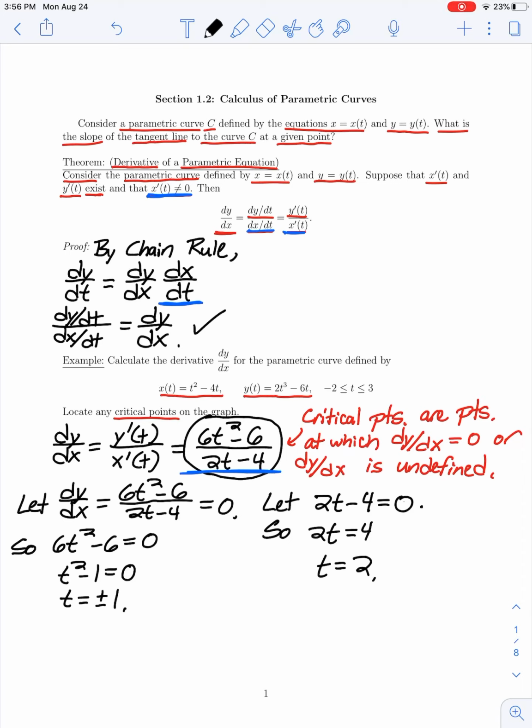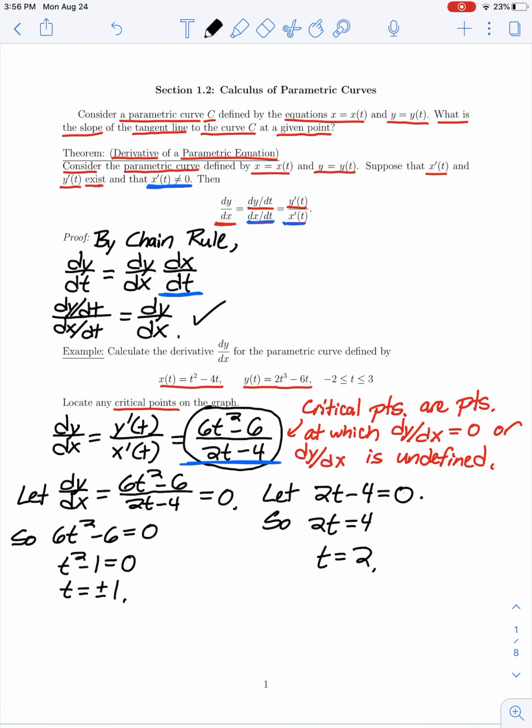Now, in the problem statement, we were asked to locate the critical points on the graph of our function, not the values of t for which critical points occur, but the actual points themselves. So to find the points on our curve, we need to take these t values and substitute them into the equations for x and y. So let's start with our first value of t that we found, t equals 1. So if t is equal to 1, then x and y can be found directly from the parametric equations in the problem.